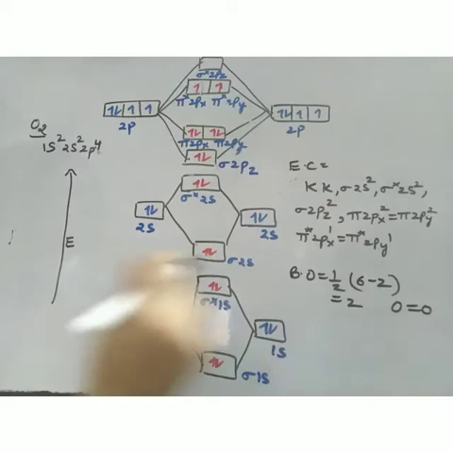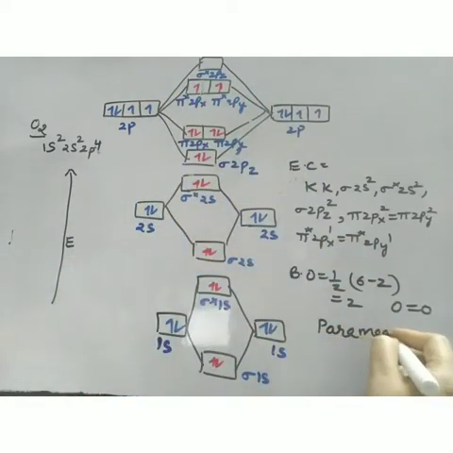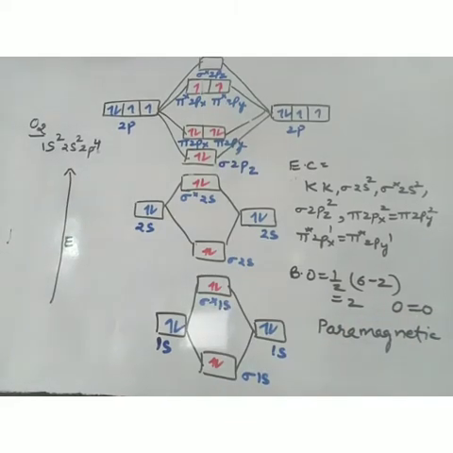And what is the magnetic nature? Now these two are unpaired electrons, so the molecule is paramagnetic, and oxygen is paramagnetic in nature. It is attracted by a magnetic field.